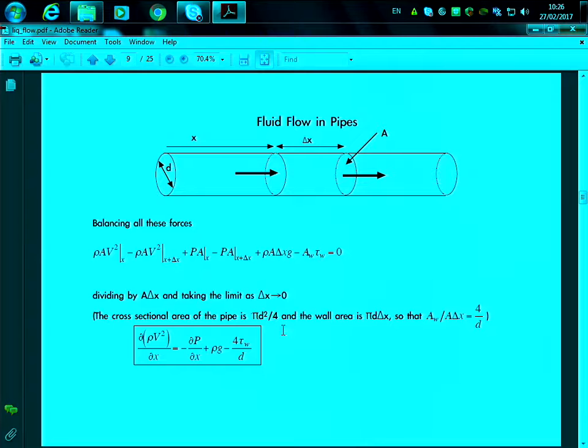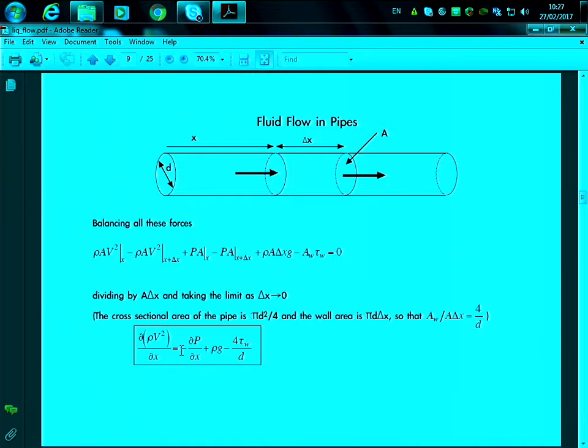So if we take the limit, we are able to express the momentum of this fluid flow in pipes using this derivative. The change of momentum in the pipeline will be equal to the change of pressure in the pipeline plus the gravity forces minus the shear stress caused in the pipe. So that's basically the momentum balance for the pipe. Now here, this is density times gravity.